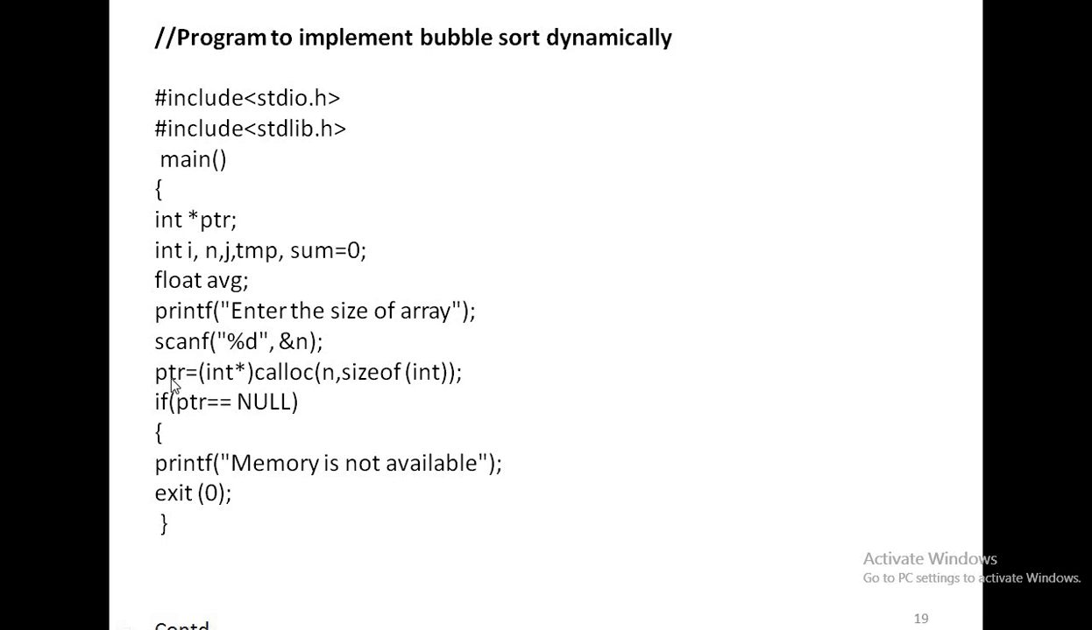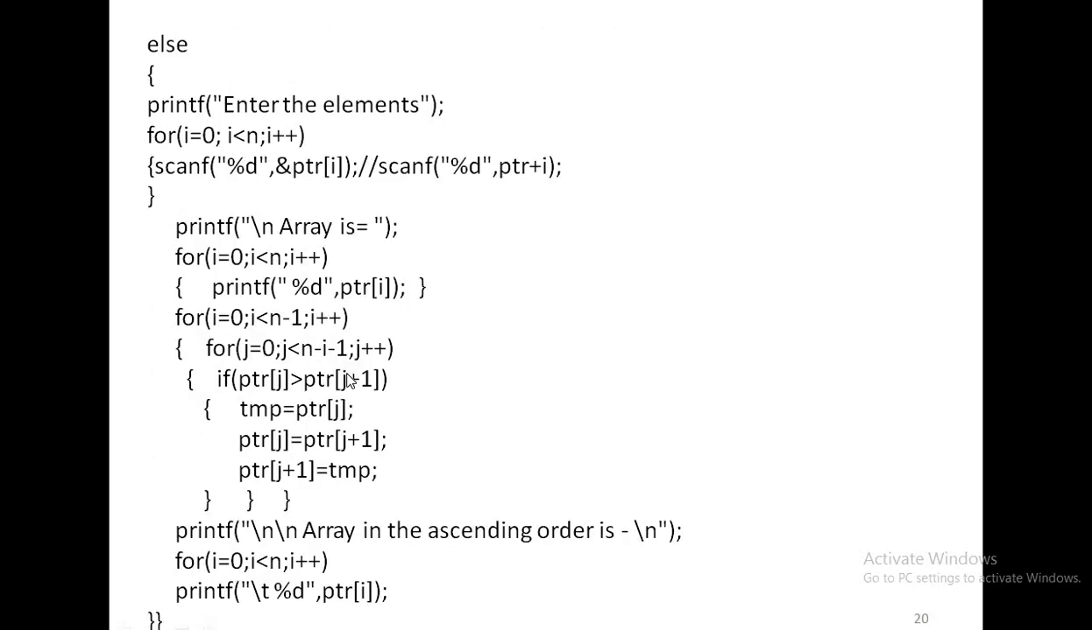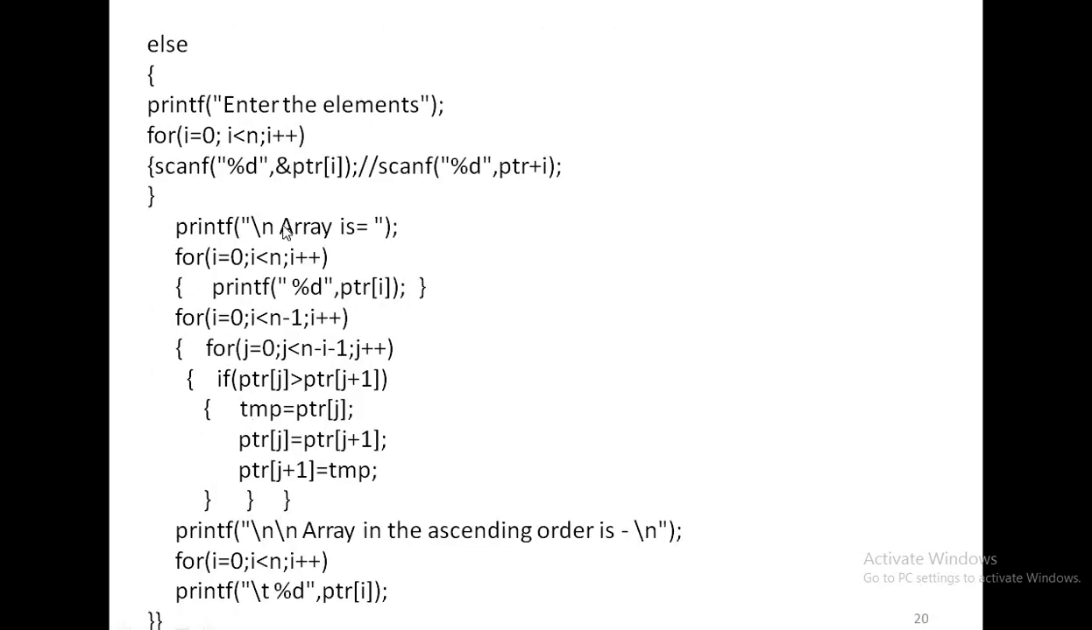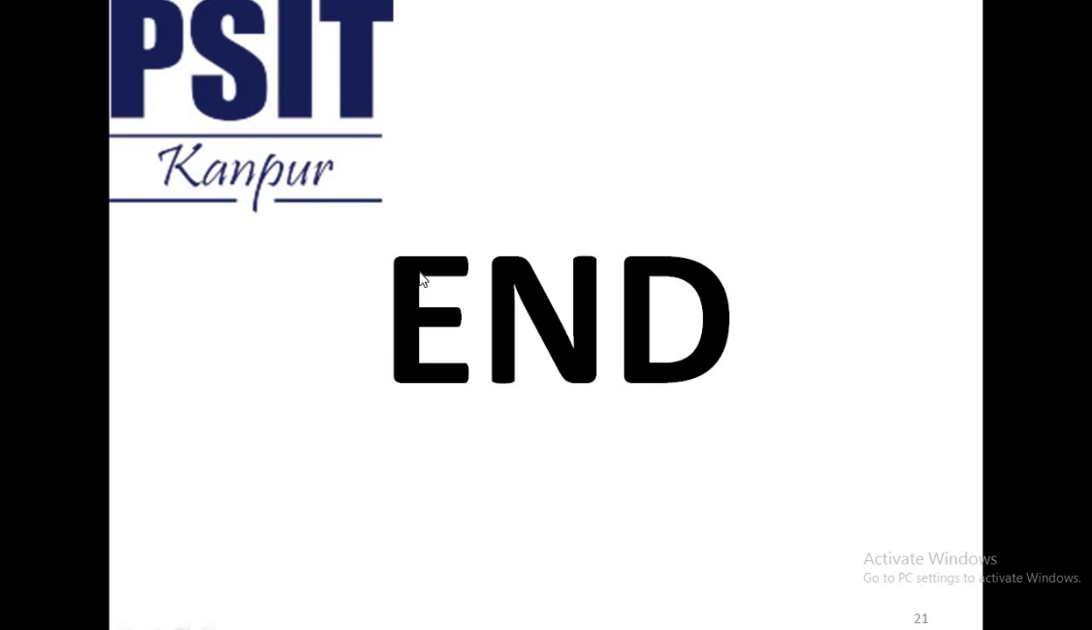Then calloc will create ptr, and ptr will have n into the size of one variable, right? Then after that, the elements are entered. Then this is simply the bubble sort logic that you can go through once and it will help you. So only this part is important here. In the exam it can be asked that you have to make a program dynamically. Dynamically means now instead of using an array variable, you have to take a pointer variable. Using calloc or malloc, you have to make space for that pointer variable, and now the pointer variable will behave like an array. Thank you.